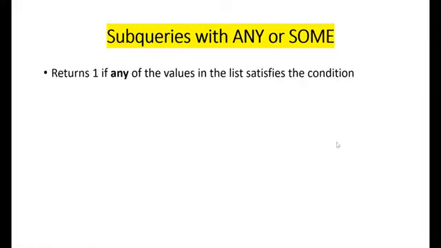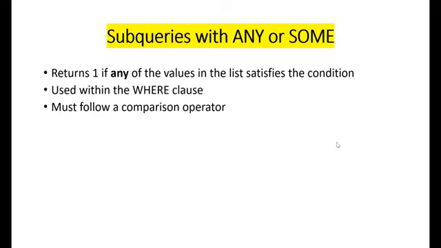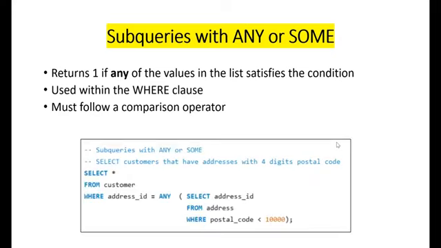Next, we have subqueries with any or some. So it returns one if any of the values in the list satisfies the condition. It is also used within the where clause and must follow a comparison operator. As we have seen for in, we don't need to use any comparison operators, but with any or some, we have to use the comparison operators. And one small remark is that some is an alias for any. So if you use any or some, it is the same thing.